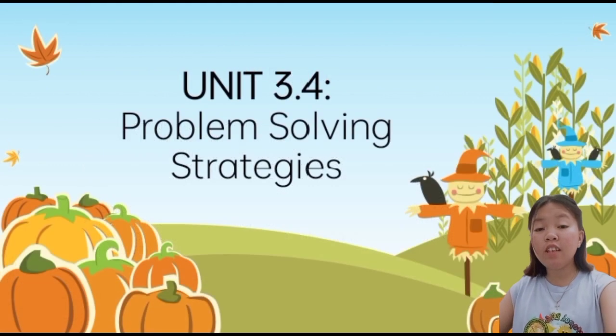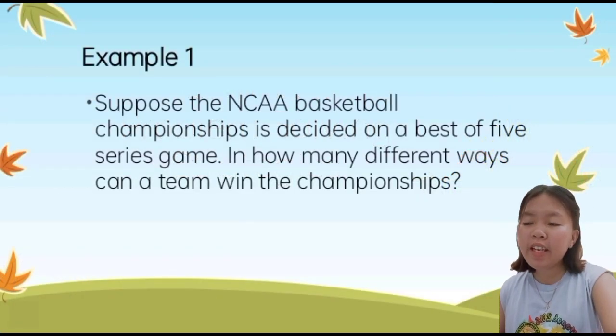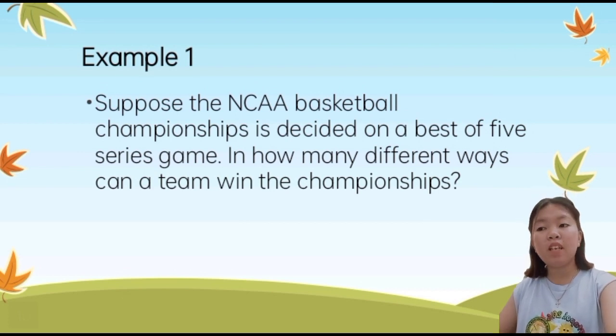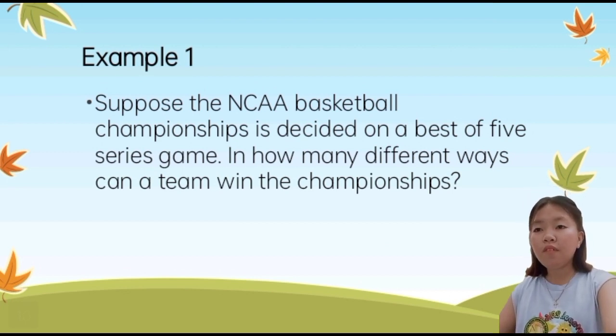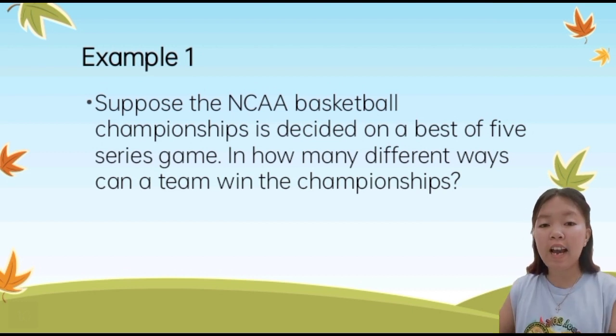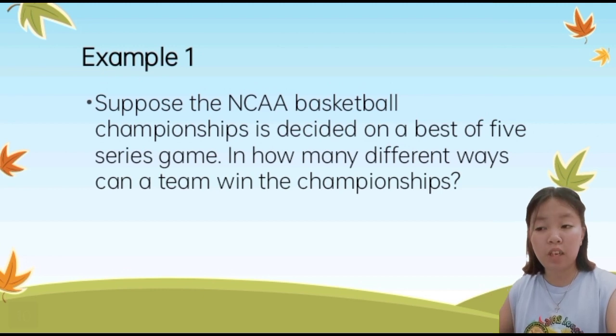So we have here some examples. Suppose the NCAA basketball championship is decided on a best of 5 series game. In how many different ways can a team win the championship? So, the first step is understand the problem. What is being asked? So, the question is: in how many different ways can a team win the championship?